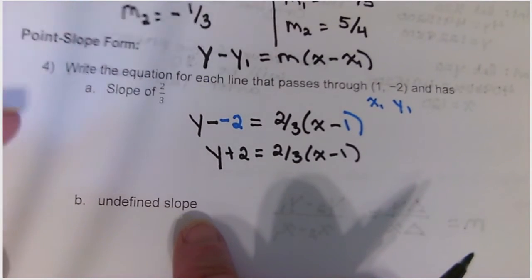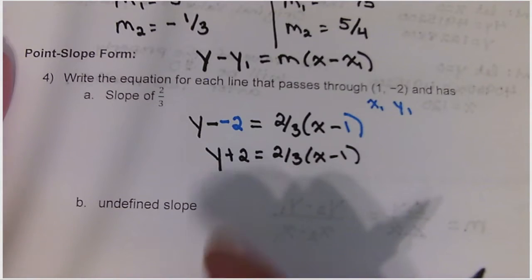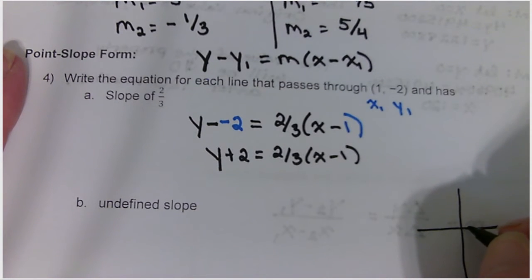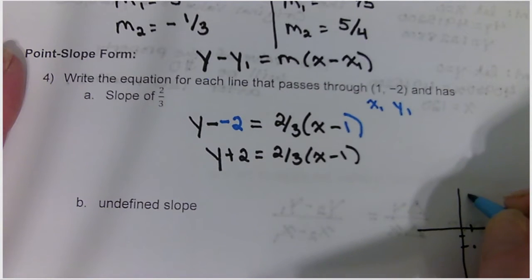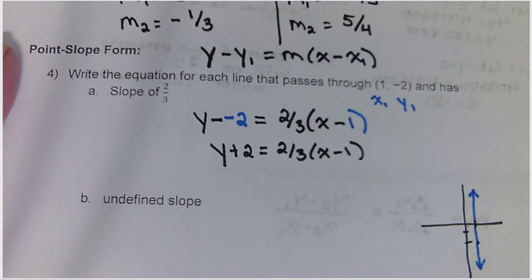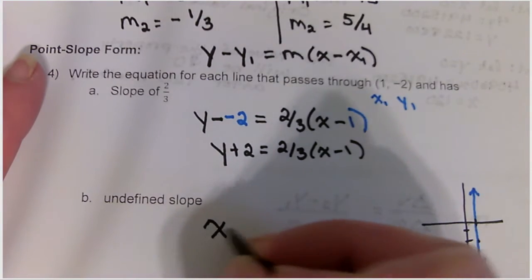What about undefined slope? What would that mean as far as our equation? Well, let's think about it. If we're talking about the point (1, -2), and it's an undefined slope, that means it's going to be a vertical line. There are no changes in the x. Every point on that line has the same x value, so the equation is x equals 1.